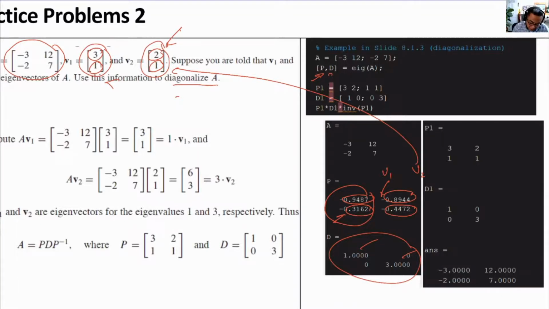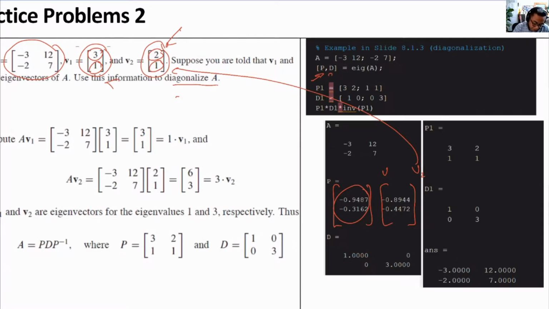And why is MATLAB producing all these funny values that are not so nice? It is because the norm of these vectors is equal to 1. MATLAB actually computes the eigenvectors and then normalizes them. That's why you get all these funny floating point numbers. But when you compute the norm, it is 1.